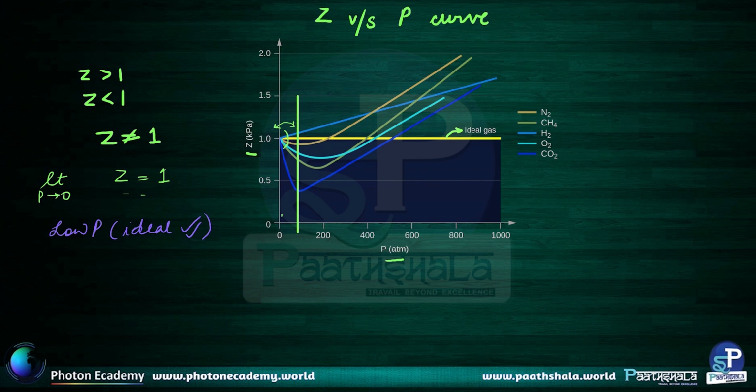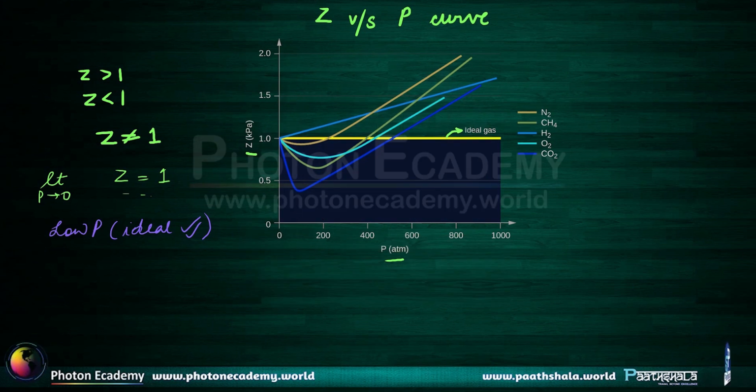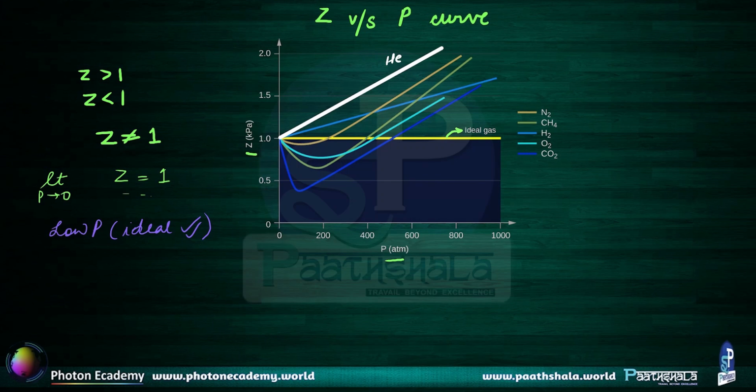Now, if you look at some of the graphs, let's first look at the graph of hydrogen. Hydrogen is this light blue colored graph. Similarly, there is the graph for helium as well. Let's draw a graph for helium also here. This is what the graph for helium looks like, the white colored one. For hydrogen and helium, Z is always greater than 1. It never goes into the range of Z less than 1. This means that they always show positive deviation.